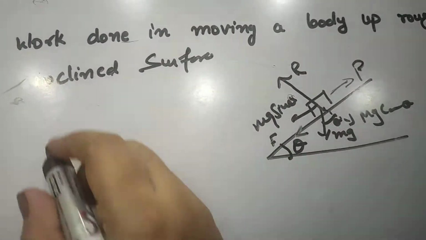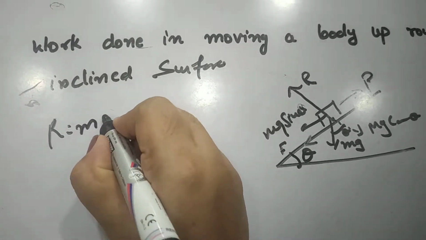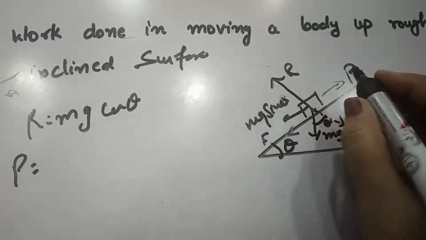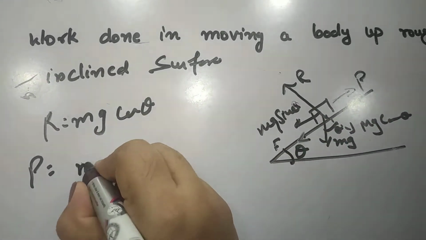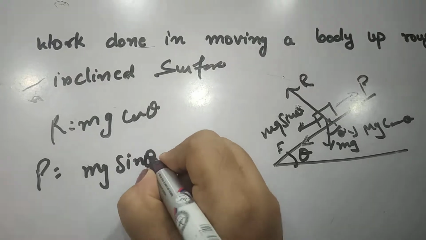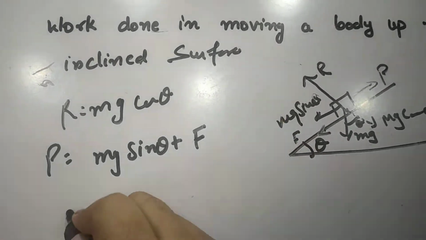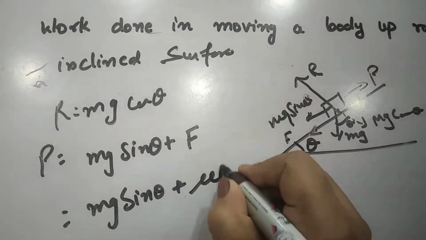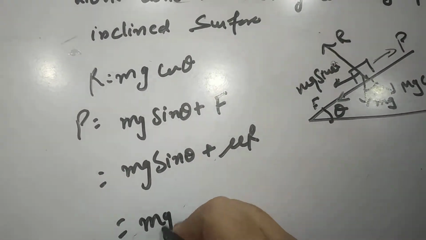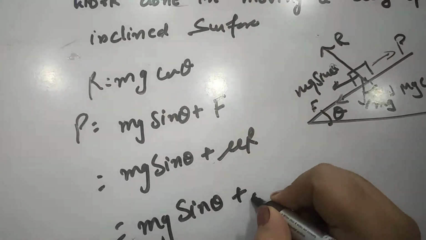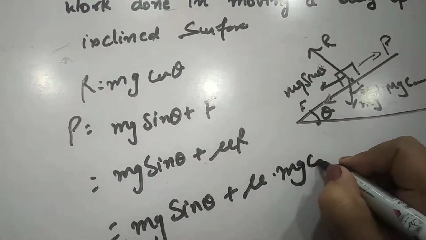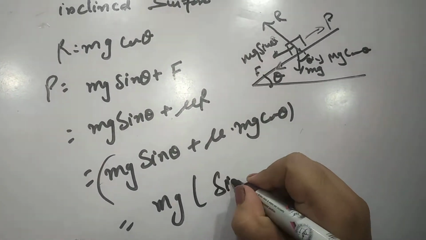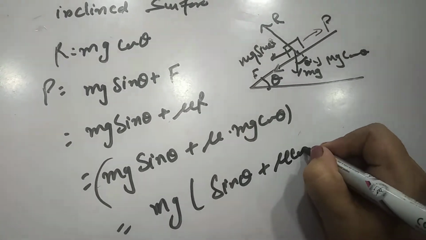Now applying the balanced equation, R is equal to mg cos theta and applied force P is equal to, these two are in the same direction, so added, mg sin theta plus F, or this is mg sin theta plus mu R. Now that is equal to mg sin theta plus mu into mg cos theta. So mg taken common, this is mg into sin theta plus mu cos theta.